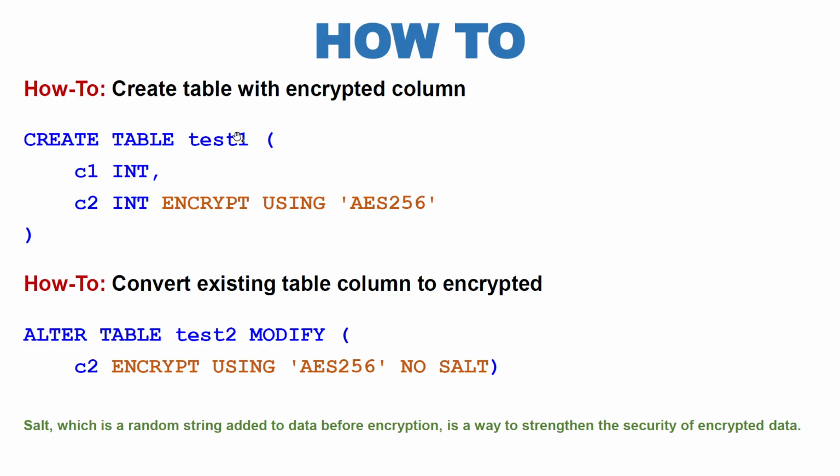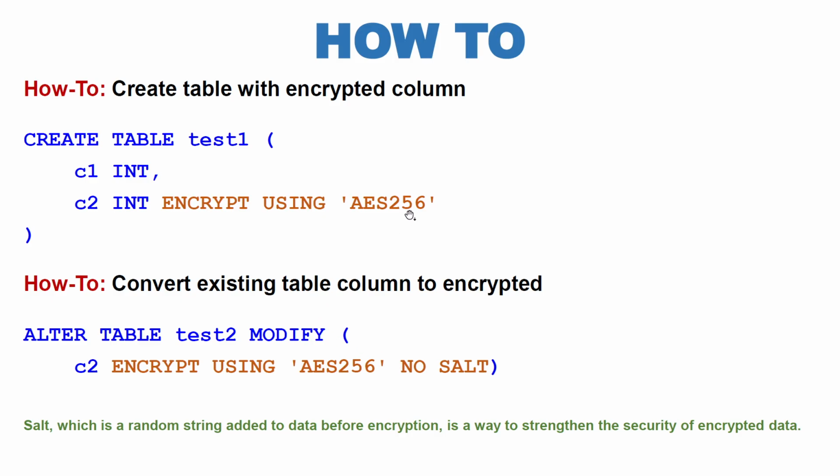Now, let's see how to create a table with encrypted column. If you want to create a table with encrypted column, you will use the same syntax of create table. However, while creating the table, you will use this particular clause which will tell Oracle that this particular column C2 will be encrypted. So C2 column in test1 table will be encrypted when you create this table. If you have a table which is not encrypted and you want to convert an existing table column to be encrypted, you can use alter table, the name of the table, modify clause, and whichever column you want to encrypt, you can use this particular clause.